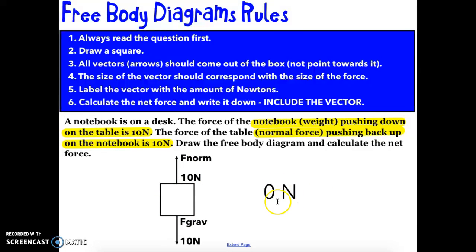It's balanced. So I'm just going to go ahead and leave my problem as that. So the net force for this problem is 0 newtons. So this would be everything that you would be required to do. Okay, let's try another one.